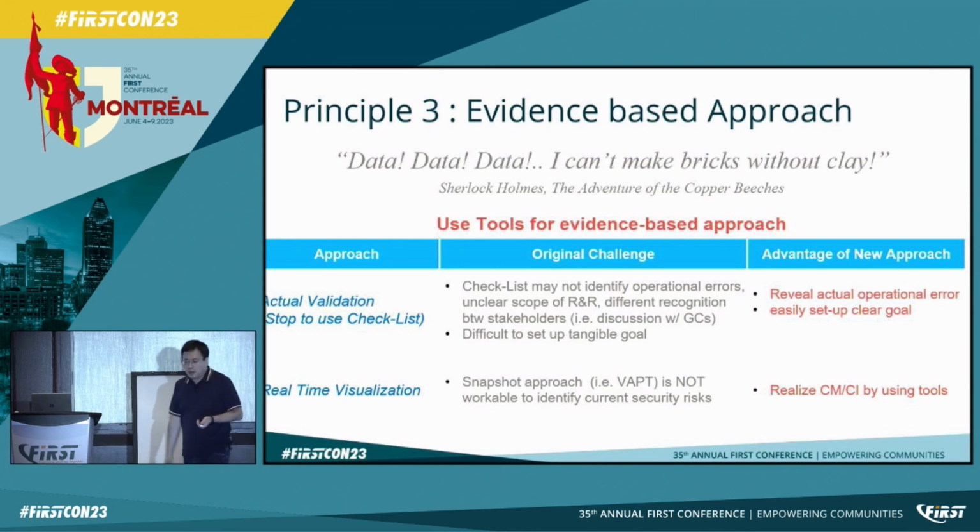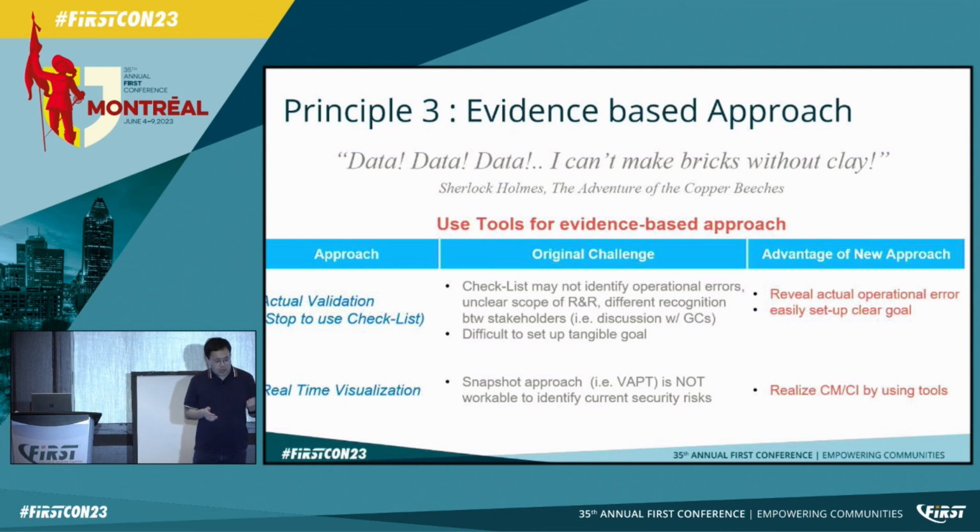Also, with a checklist, maybe 60% is satisfied, which means 40% has failed. In this situation, it is difficult to set up the goal. Maybe increase 60% to 80%. It might be good, but we are less confident that it improves the actual security. But if we do the actual validation method, we have a tangible and clear goal, so we can easily set up the goal. This is the first point.